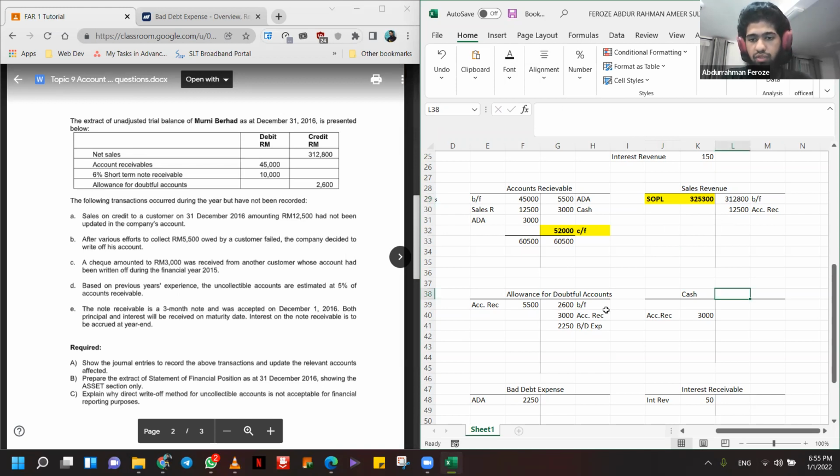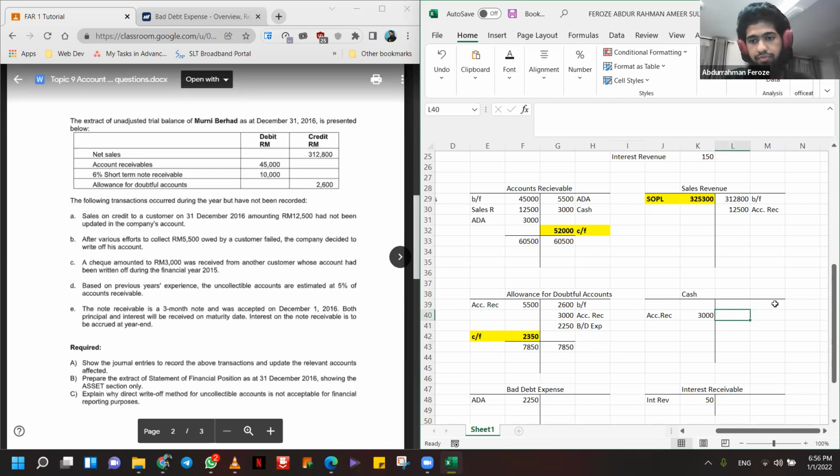All right. And then we have allowance for doubtful accounts. This is 7,850. And then what is carried forward? This one minus this 2,000 gives 2,350. This amount is carried forward by allowance for doubtful accounts. Allowance for doubtful accounts is shown in the statement of financial position, not in the SOPL, right? That's important to remember.